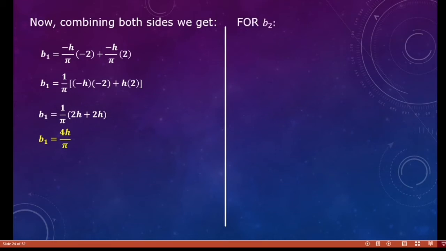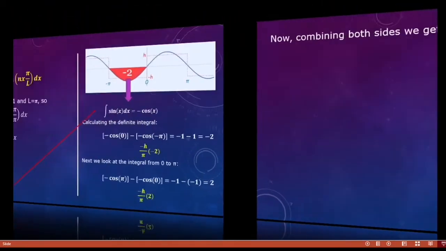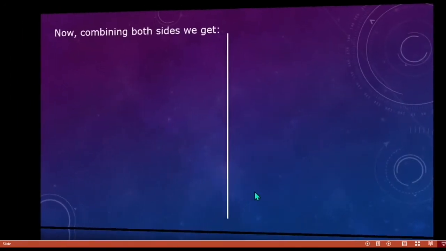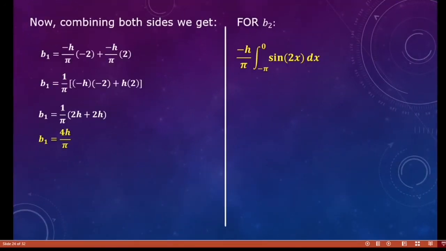Now let's try b sub 2. Okay? Saan ito galing? Si negative h over pi times the integral of sine 2x dx. Dito yan siya. Okay, dito, so we will substitute here our function. So from sine x, gamitin sine 2x, sine 3x, and so on. So we have negative h over pi times the integral of sine 2x dx from negative pi to 0.